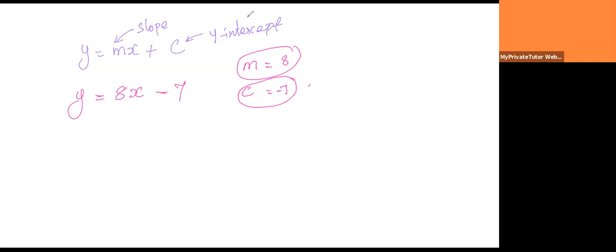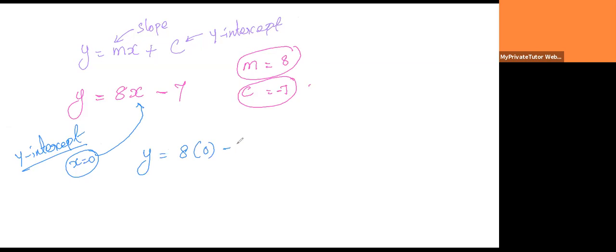Okay, so let's try using the other method we learned to find the y-intercept, at x equals 0, right? Please substitute x equals 0 in this equation. y equals 8 times 0 minus 7. So we got y equals negative 7. So that is the y-intercept, guys. 0 comma minus 7 is the y-intercept. That's why c is nothing but the y-intercept. I hope this clears your doubts if you have any.